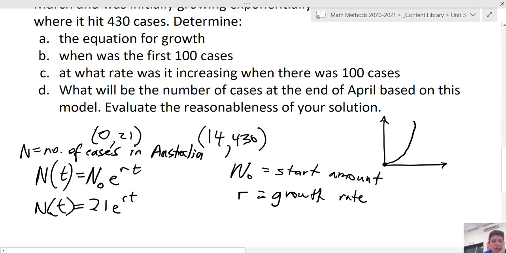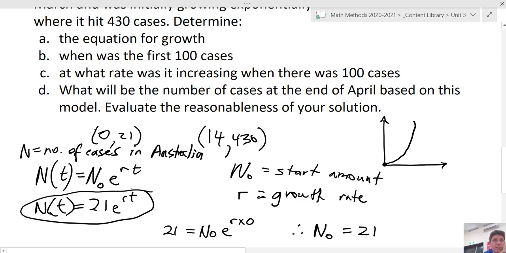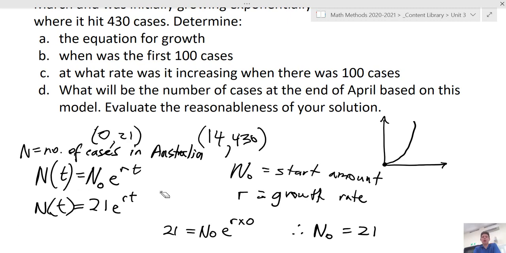Probably the working to show that it's 21. You make n(t) equal to 21, like that. So you sub in the point, like that. Does that make sense? So therefore n0 is 21. So that's how I know n0 is 21. That's what I was just explaining before.